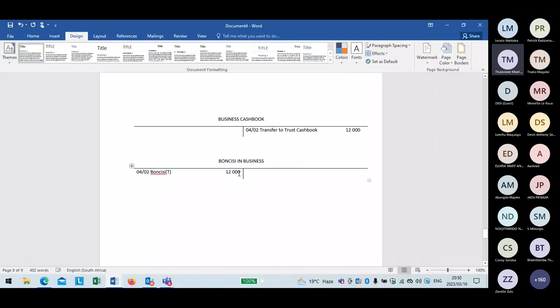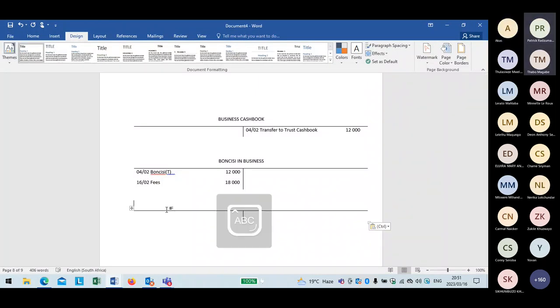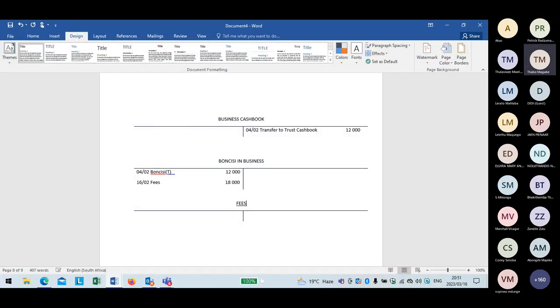There was no instruction on this, but we know we have to take the money back into the business. It's ours. We post with debit sales. So we debit Bonchisi in business. I have a question: is the fee inclusive of VAT? I said no. If it was inclusive of VAT, sir, we would have created an account for VAT, like we did in previous exercises.